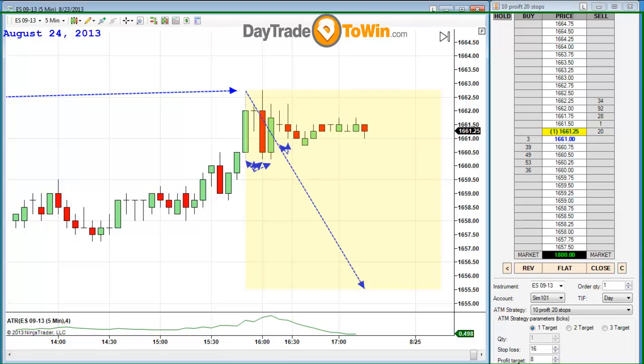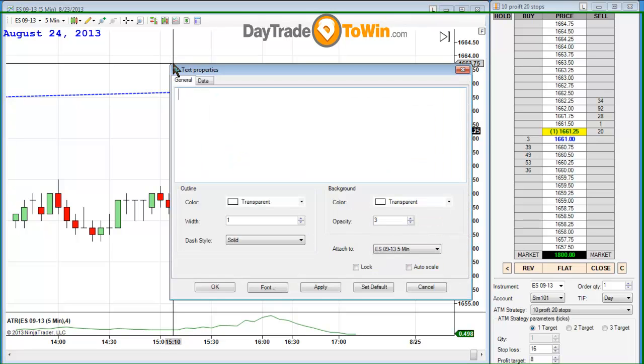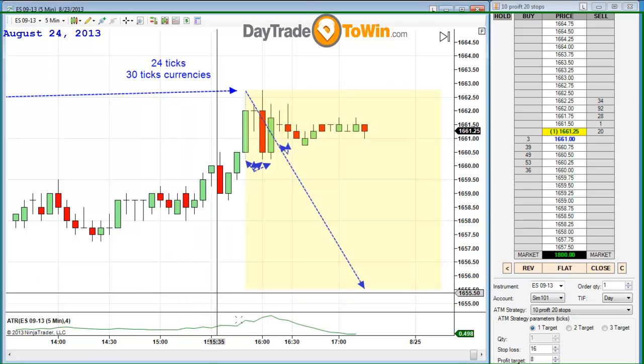6 points is 24 ticks. For those of you who are not familiar with points, the E-mini works in 4 ticks equals a point, so when I refer to points, it's 24 ticks. So it would be 24 ticks on the E-mini, about 30 ticks on currencies. Just to be clear on that.